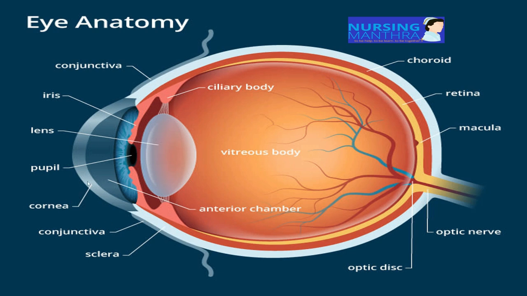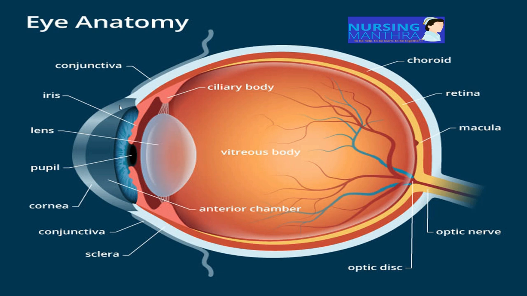Then there is cornea. This is cornea. It is a transparent clear layer at the front and the center of the eye, located just in front of the iris, which is the colored part of the eye. Cornea helps to focus the light as it enters the eye.